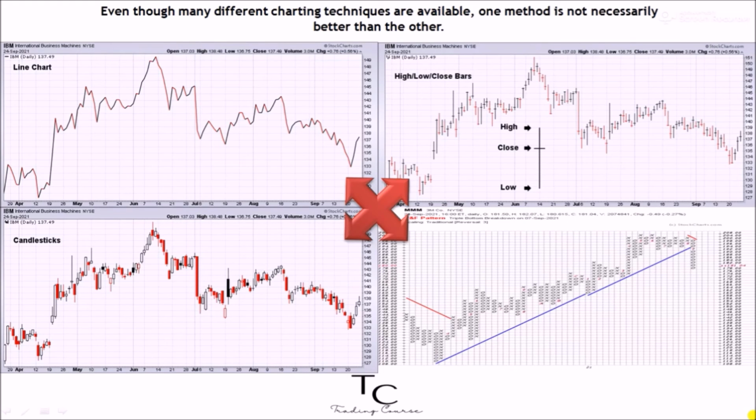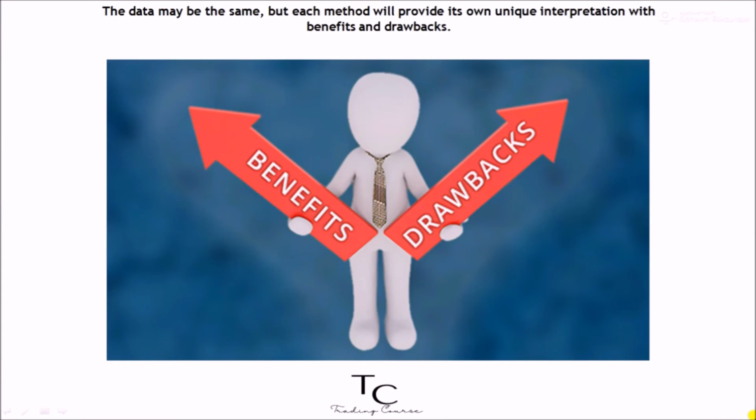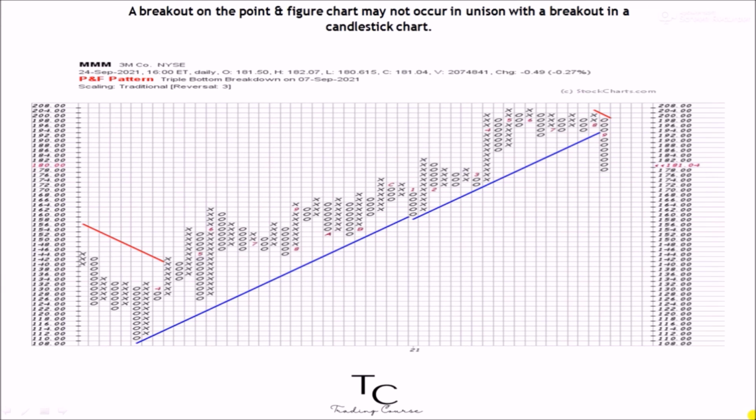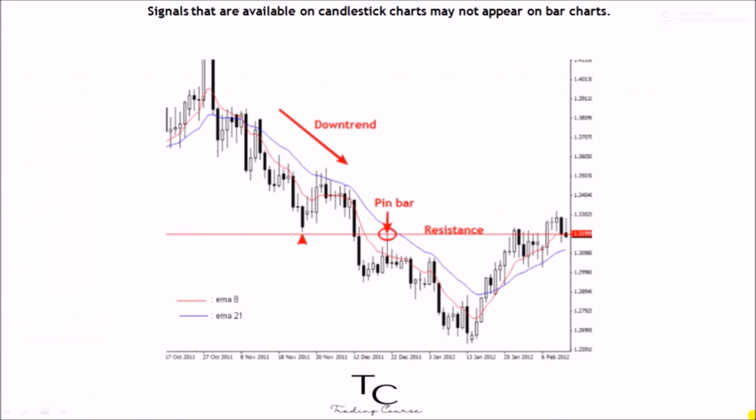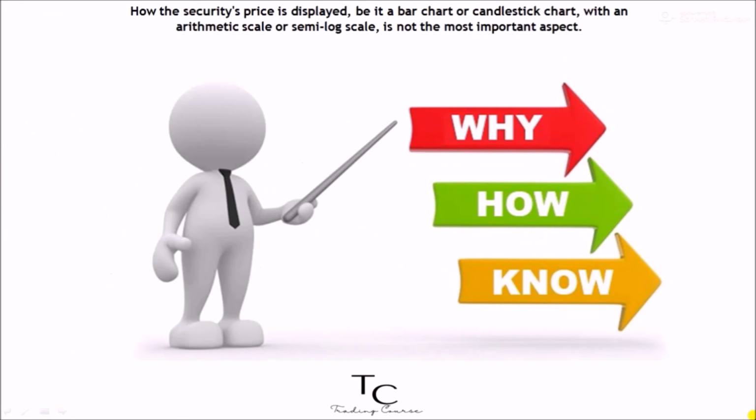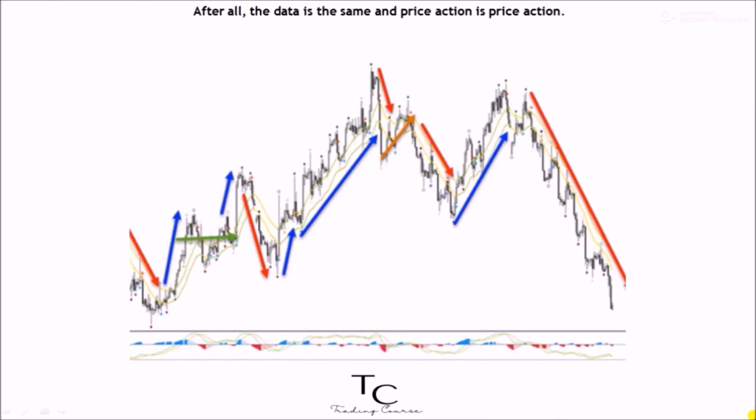Even though many different charting techniques are available, one method is not necessarily better than the other. The data may be the same, but each method will provide its own unique interpretation with benefits and drawbacks. A breakout on the point and figure chart may not occur in unison with a breakout in a candlestick chart. Signals that are available on candlestick charts may not appear on bar charts. How the security's price is displayed, be it a bar chart or candlestick chart, with an arithmetic scale or semi-log scale, is not the most important aspect. After all, the data is the same: price action is price action.